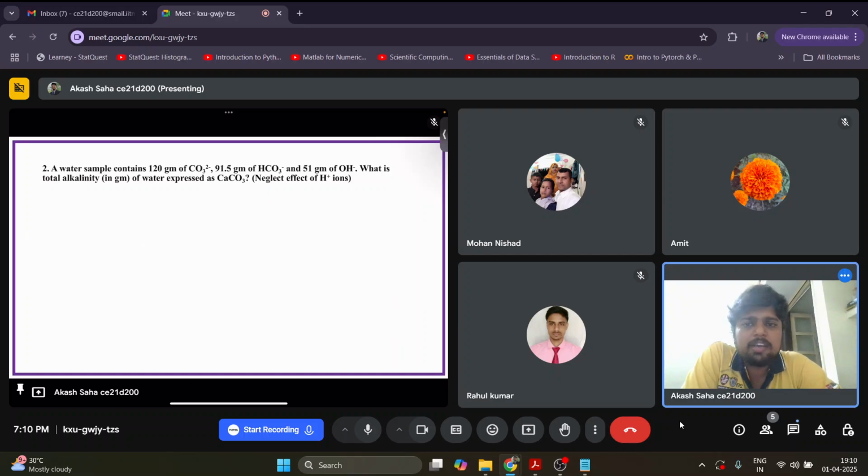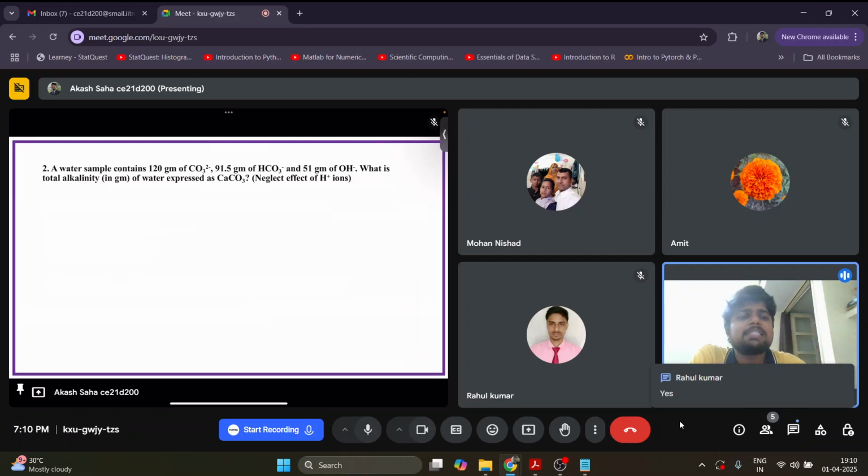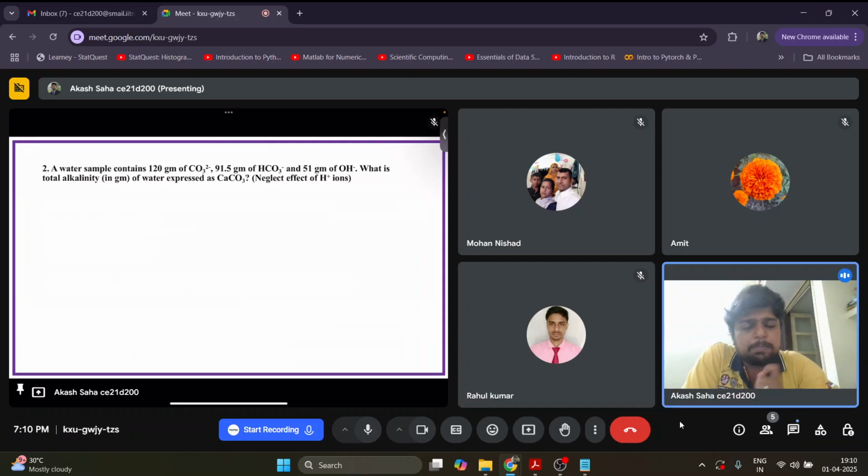Now, if these H plus ions are there, this will decrease my acid neutralizing capacity. So that's why at the end we have to subtract the H plus ion concentration. So that is the funda here. And in these questions, the pH is not known, so we don't know the concentration of H plus ions. If we know the pH, we can calculate the H plus ion concentration. So that's why they are telling us to neglect the H plus ion concentration, because if it is present, then it will decrease my alkalinity.